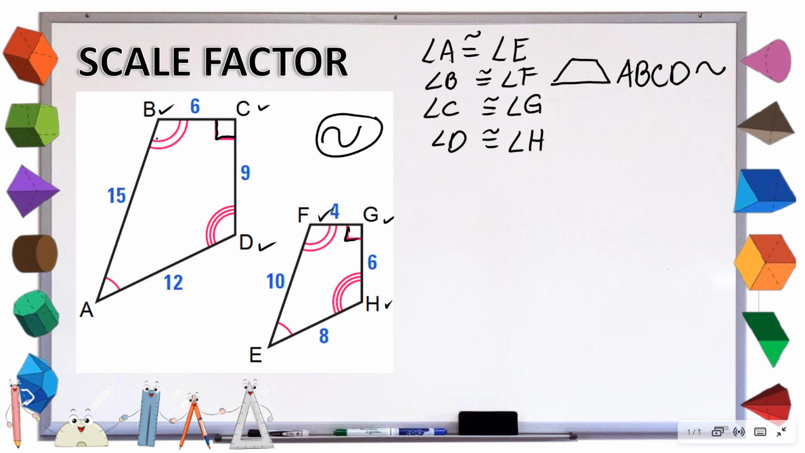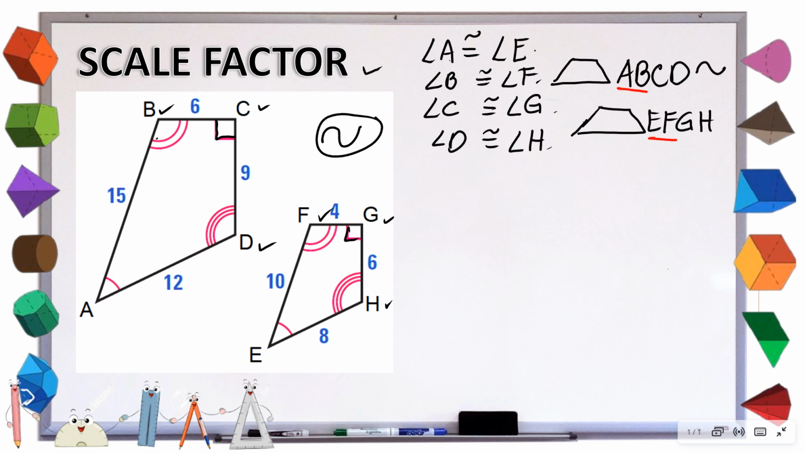Similar with another polygon, sunod-sunod po natin. So, E, F, G, H. E, F, G, H. Okay. So, to find the scale factor, we have to build first the proportional sides based from the name of the given polygons. So, we start first with AB and EF.